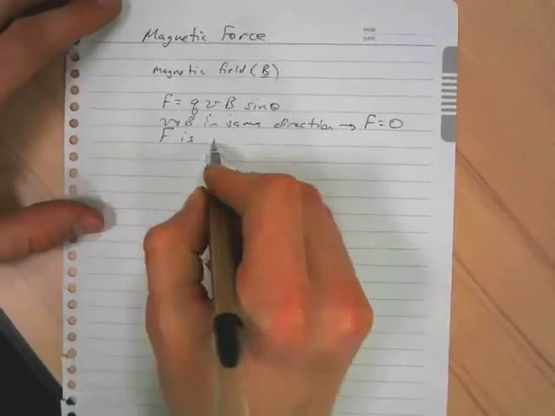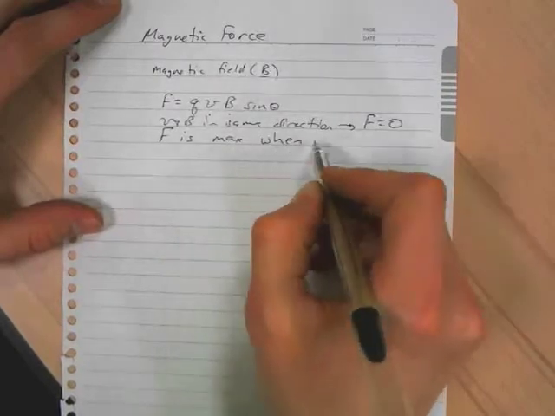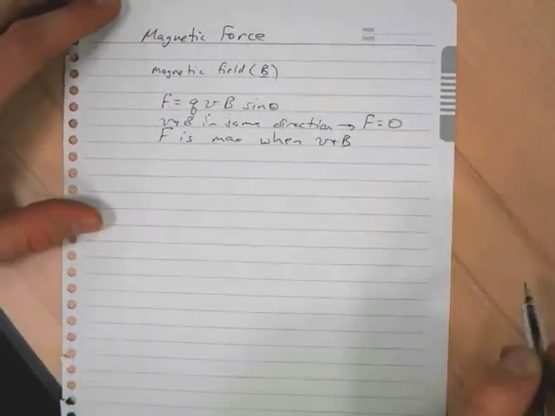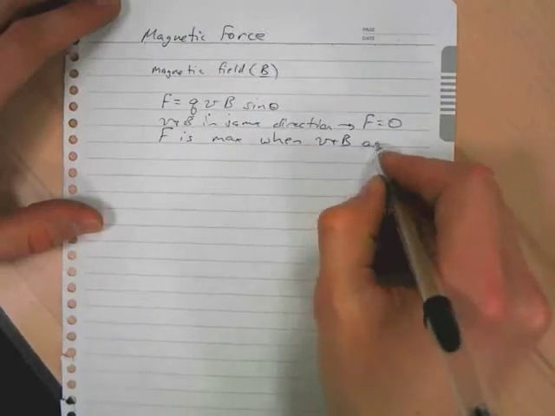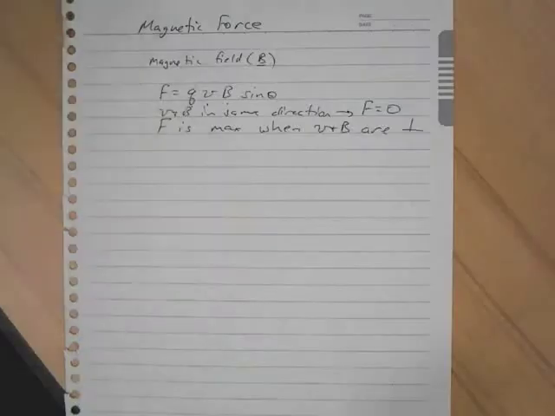Then the force is maximum when the velocity and the magnetic field are perpendicular, because then we're taking the sine of 90, which is 1. Now this force is actually a cross product, and we'll talk more about what that means in a minute.